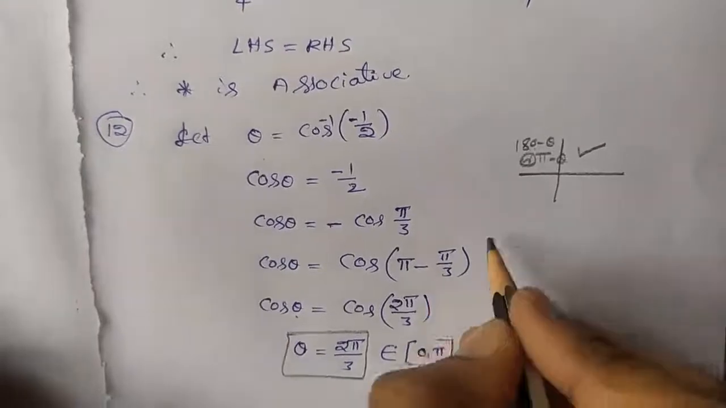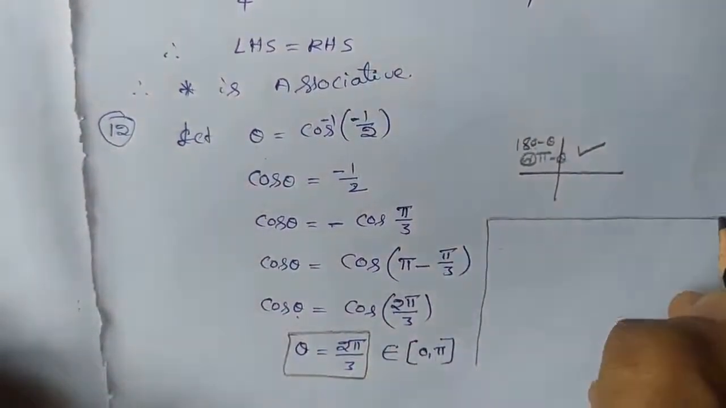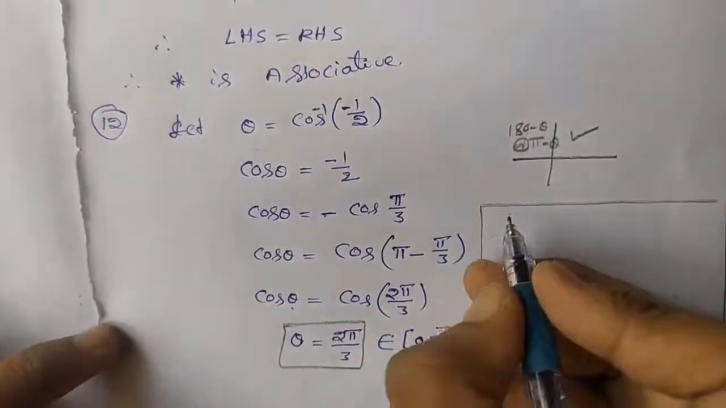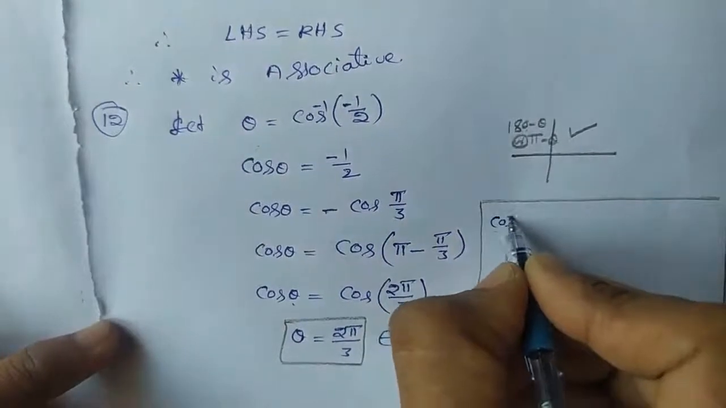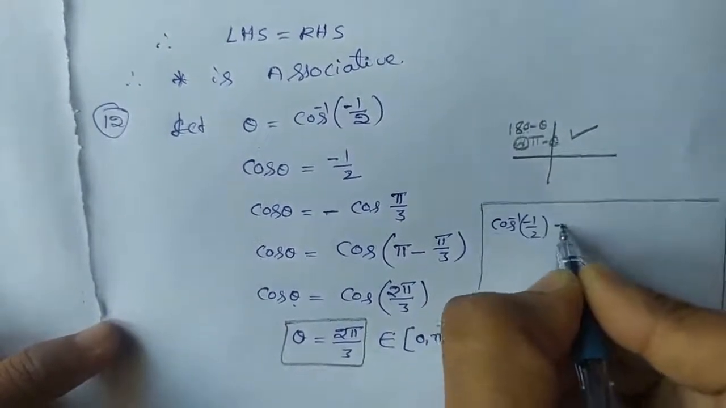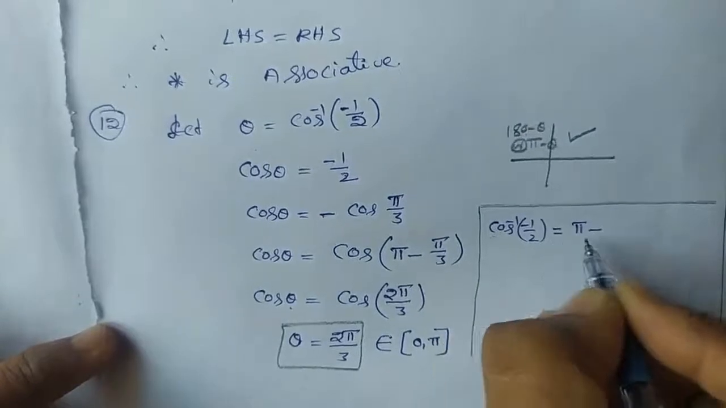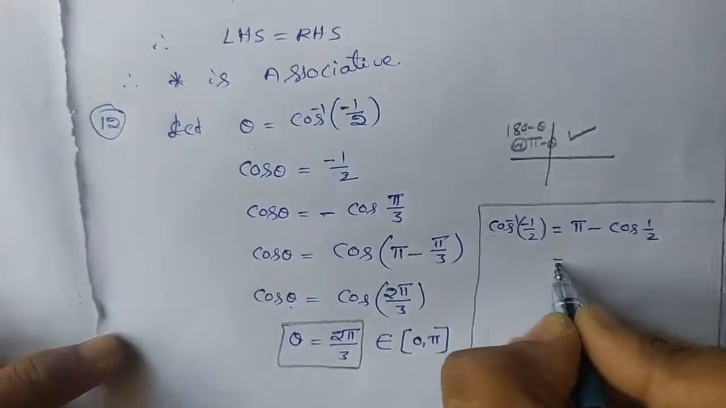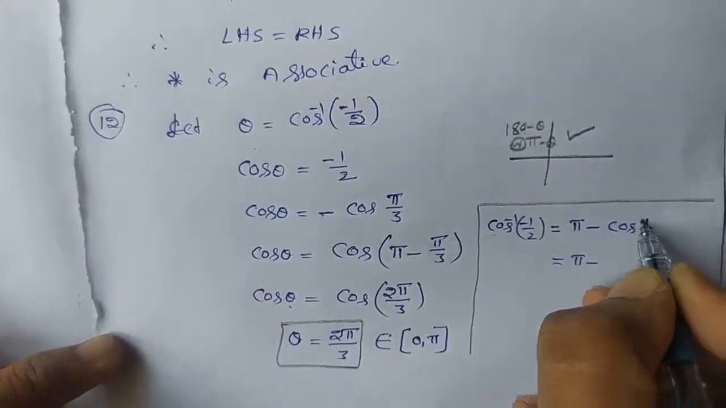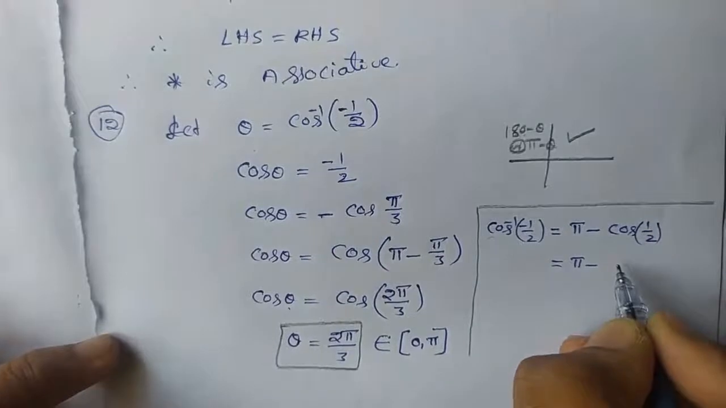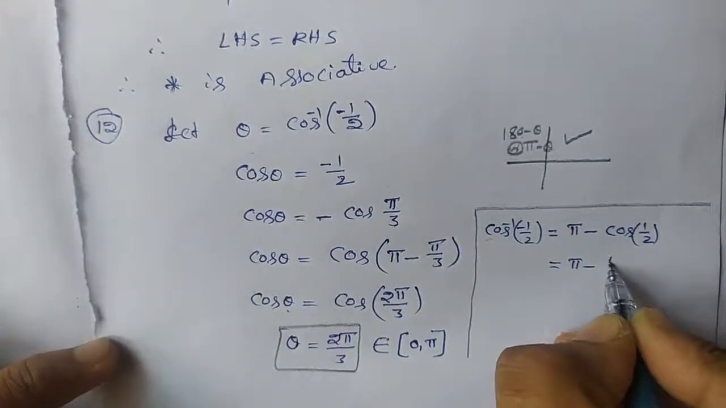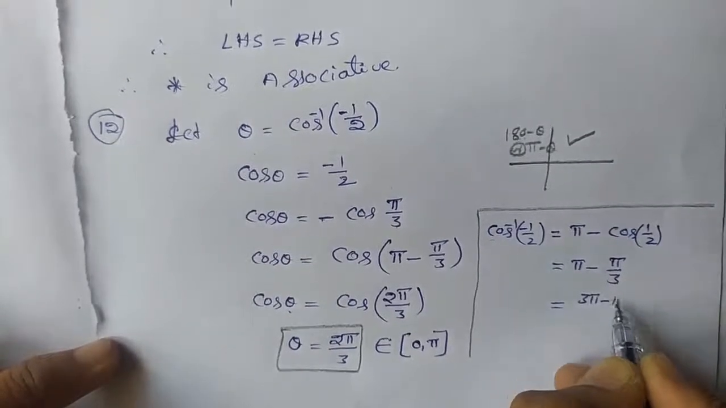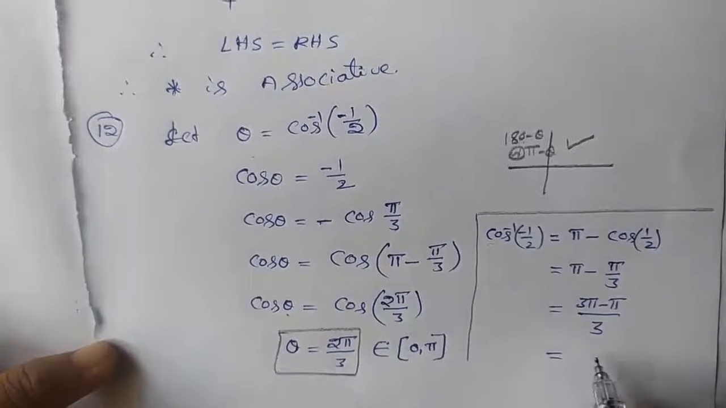For this question we have one alternative method, by using the properties of inverse trigonometric functions. So cos inverse of minus 1 by 2 can also be written as, using this property, pi minus cos inverse of 1 by 2. Cos inverse 1 by 2 angle is what? Pi by 3. That equals pi minus pi divided by 3, which equals 2 pi by 3.